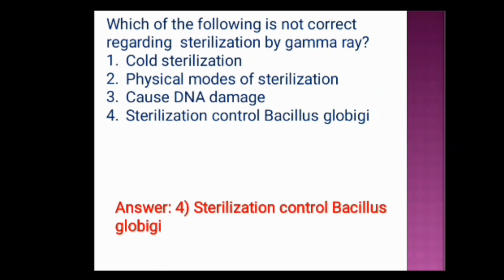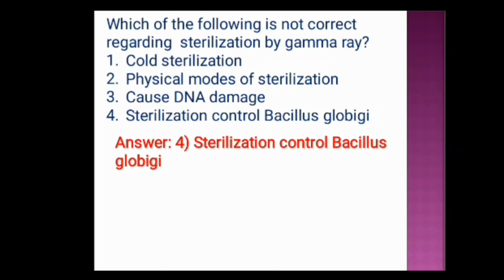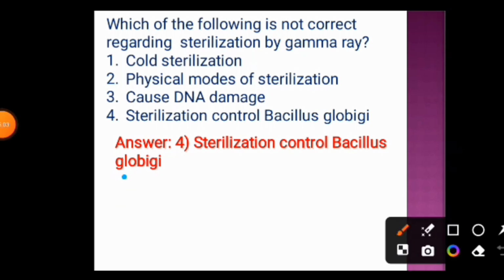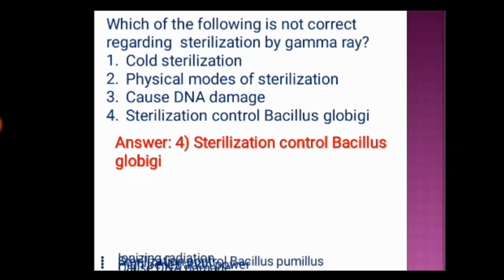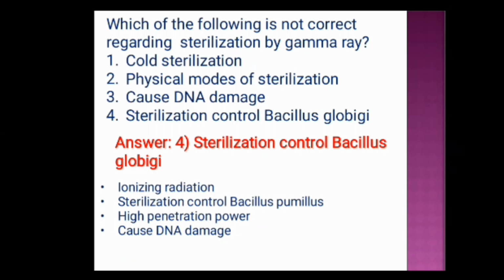So the correct answer is option 4, that is sterilization control of Bacillus globigii. This Bacillus globigii is the sterilization control for gas sterilization. Gamma ray is an ionizing radiation. The sterilization control for gamma ray or radiation is Bacillus pumilus, and it has high penetration power and it causes DNA damage.